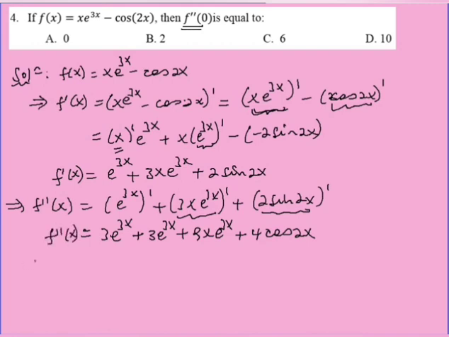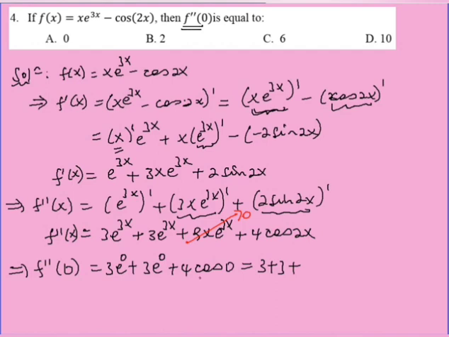Now this is our second derivative. So substitute 0 in the second derivative. This becomes 3 times e to the power of 0 plus 3 times e to the power of 0 plus, here, due to this x, this term becomes 0. So the result here is 4 times cos 0. 2 times 0 is 0. So this becomes 3 plus 3 plus 4 times cos 0, and cos 0 is 1, therefore it becomes 4. So the second derivative at 0 is 10.